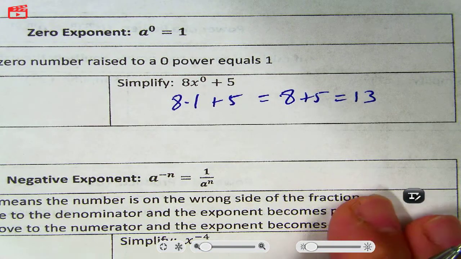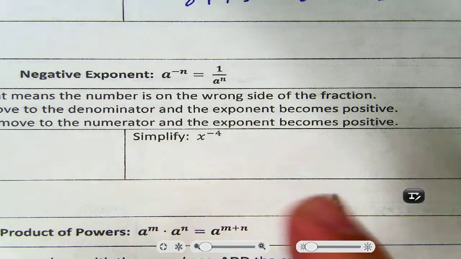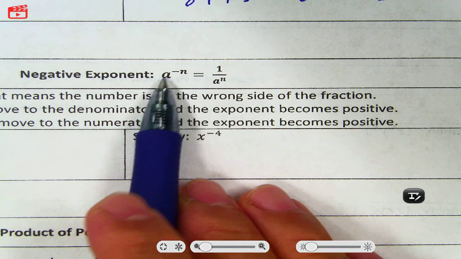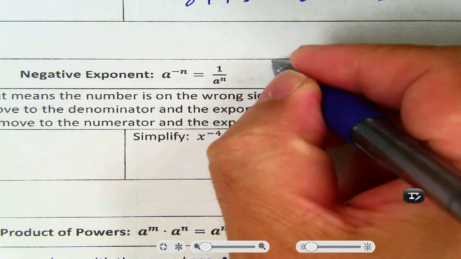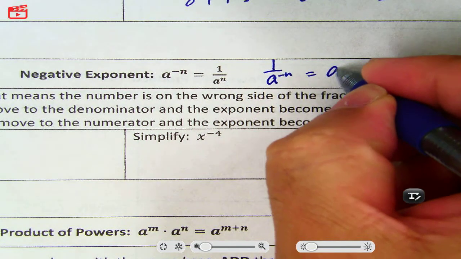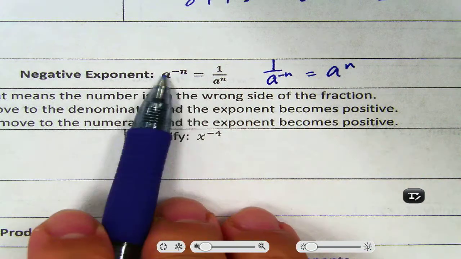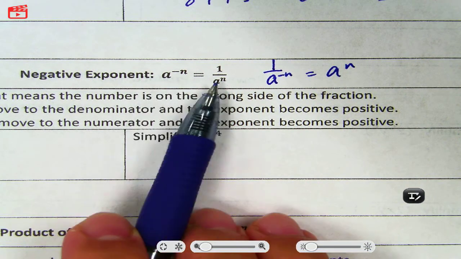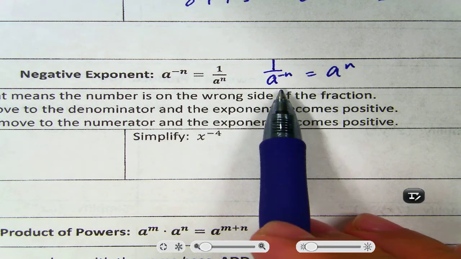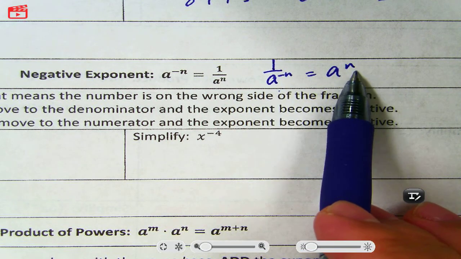Alright, negative exponents. This is kind of an incomplete definition. If you have a negative exponent in the denominator, it goes to the numerator and becomes positive. If you have a negative exponent in the numerator of a fraction, it goes to the denominator of the fraction and becomes positive. If it's in the denominator of a fraction and it's negative, it goes to the numerator and becomes a positive exponent.